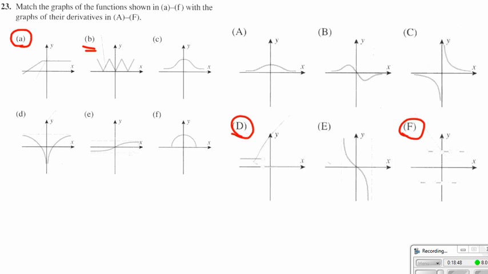Now, number C, the green one. We are looking at a horizontal slope at 0, and then the slope is increasing, and then the slope is decreasing. So the slope has to be positive and negative. In the middle, it has to be equal to 0. Positive and negative, so it looks like choice B.